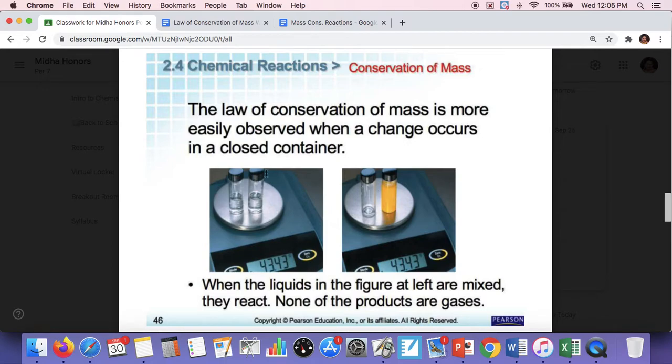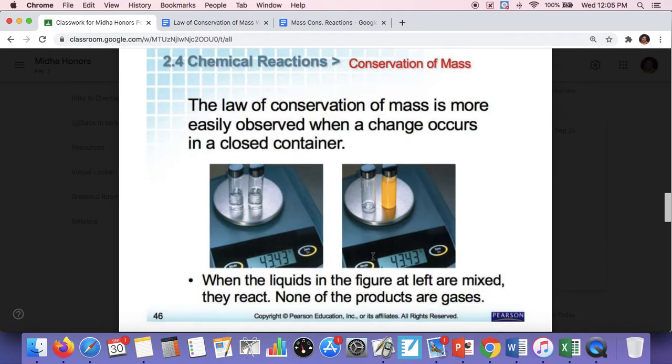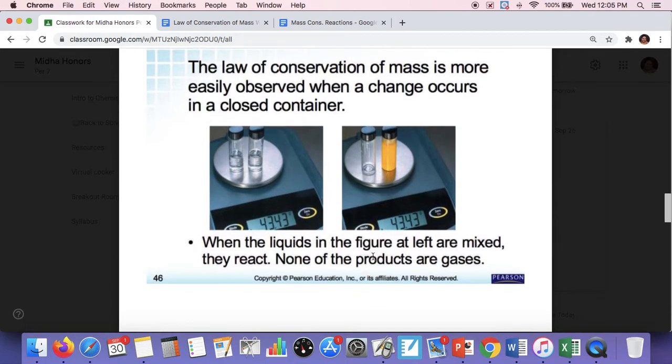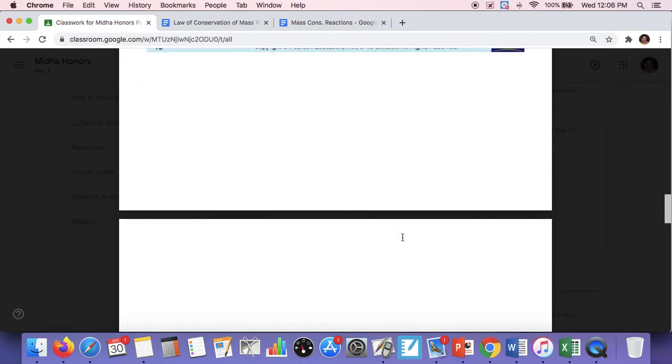And this is a closed system because we have the caps on. A system is a place where you are doing a reaction. So if we open the caps or the containers or the vials, then it will be an open system. The mass is conserved in all the cases, but you will not be able to see it in an open system, because we let the gases escape. So this is an example of mass conservation. Before mass equals the after mass.